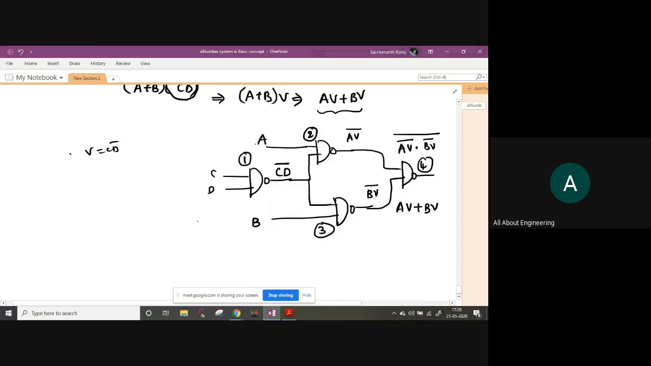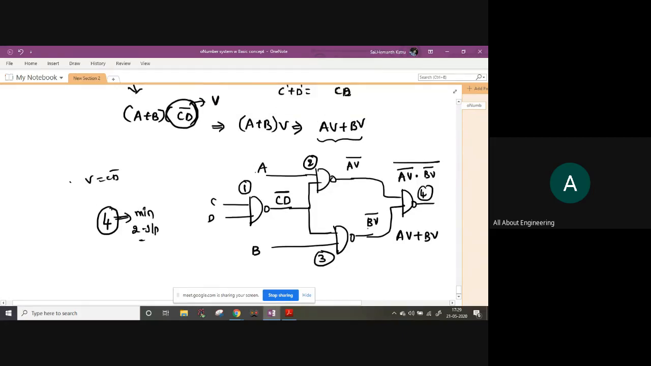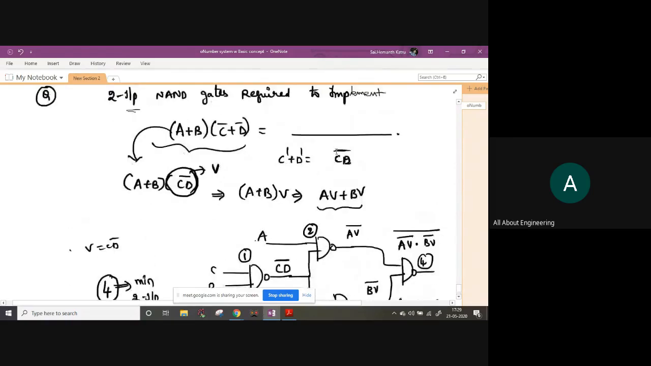Beautiful, guys, you gave the correct answer: 4 NAND gates. These are the minimum number of 2-input NAND gates required to implement this design, and that was one such good question in previous papers, or one such good model to cover the minimum number of gates concept.